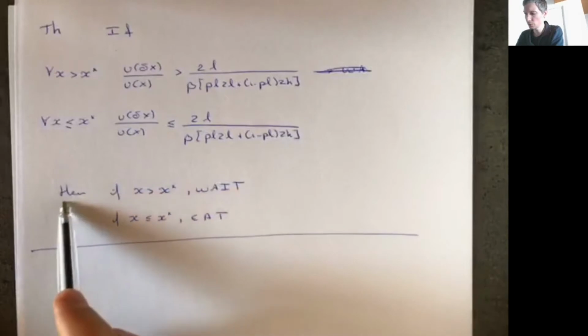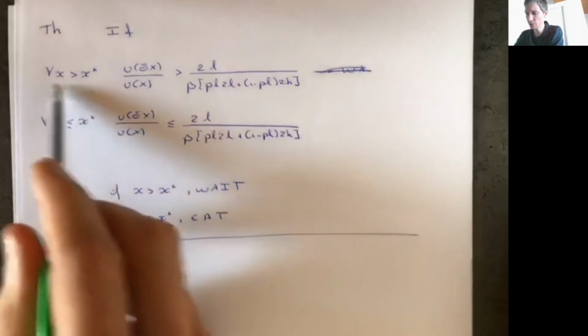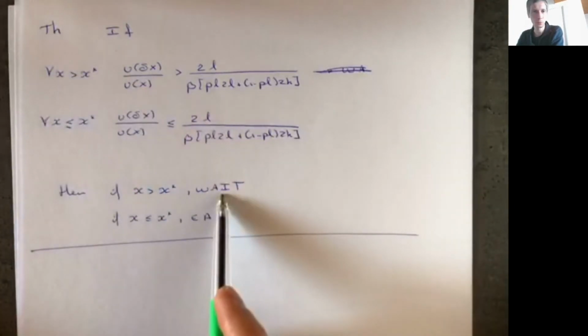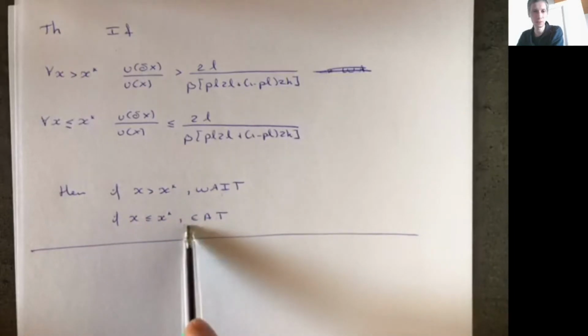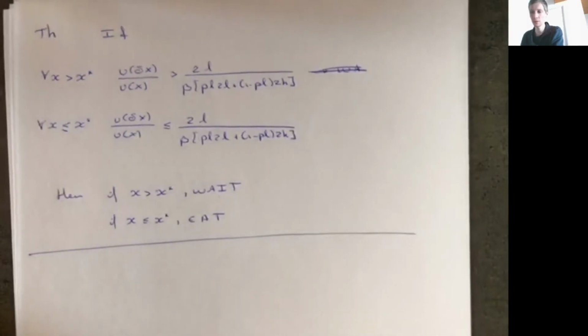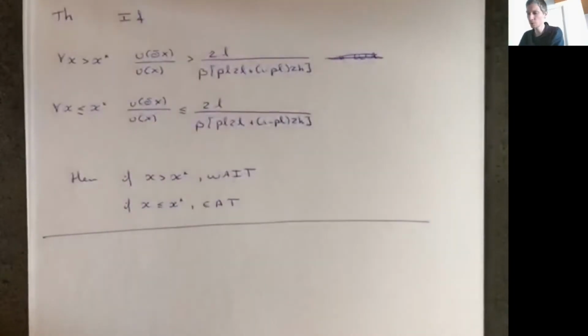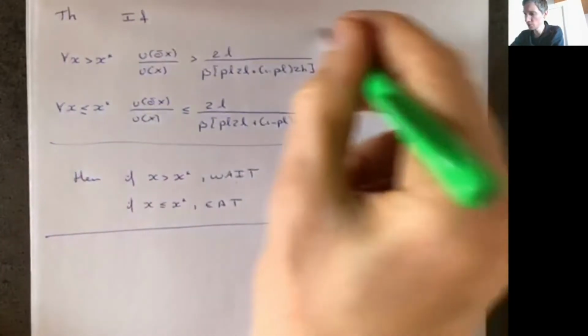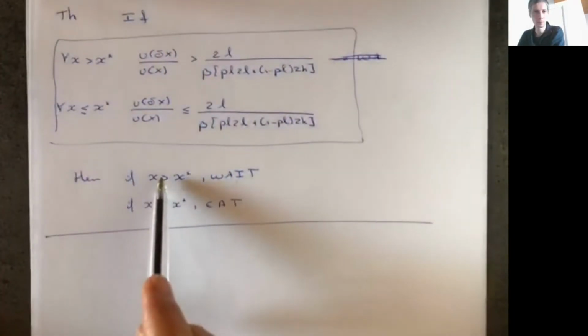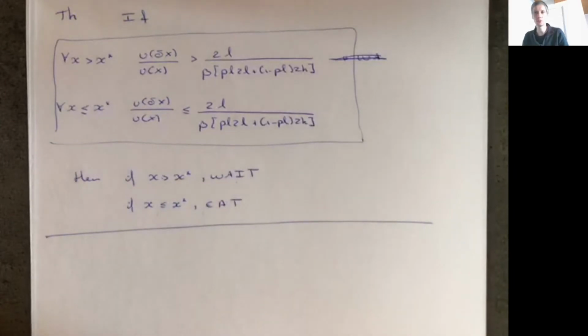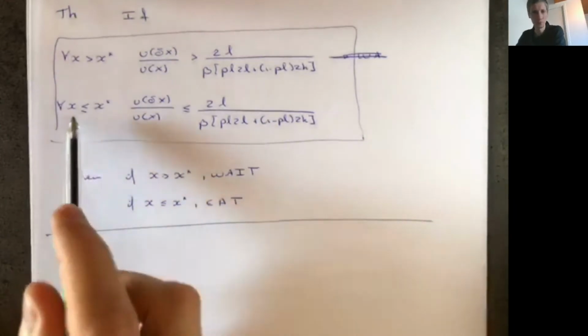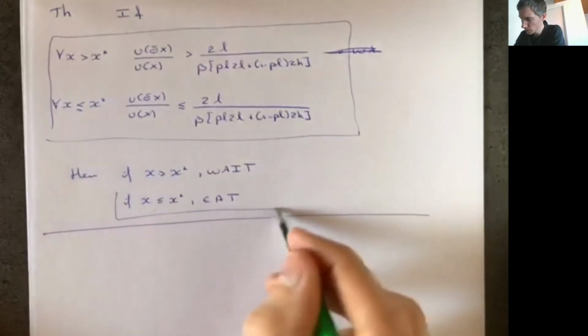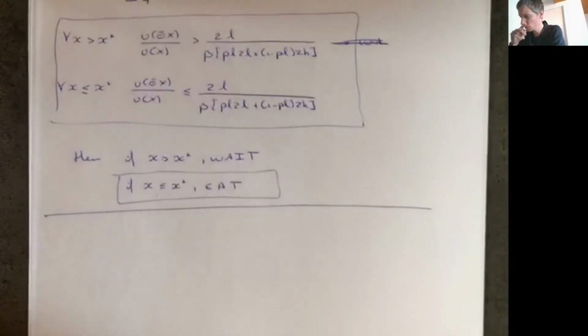Well, then we will show that if indeed x is bigger than x star, it will be optimal to wait, and if x is smaller than x star, then it will be optimal to eat. Okay, so this is the theorem that we're going to prove. Under these two conditions, this will be the optimal policy. Right, so let's first prove this here, and we're going to use the same strategy as we did before.